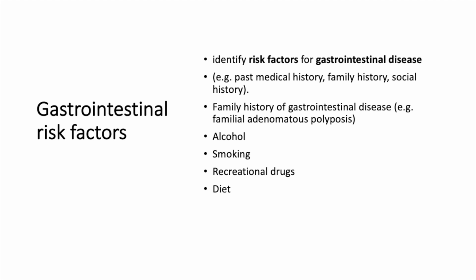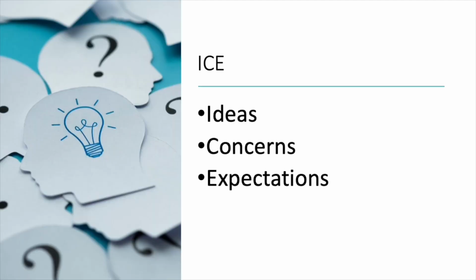Identify the risk factors for gastrointestinal disease while taking the past history, family history, social history. In the social history, think about alcohol, smoking and recreational drugs and diet history. In the family history, specifically think about familial diseases like adenomatous polyposis and family history of malignancy. Now we should think about the ideas, concerns and expectations of the patient. You should ask whether the patient is having concern related to a malignancy. The consultation may be because one of their family members may be having a malignancy. So you have to address these things.